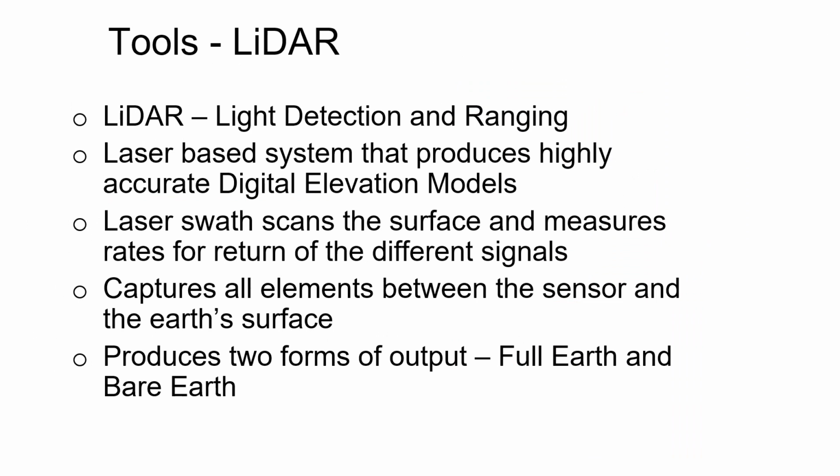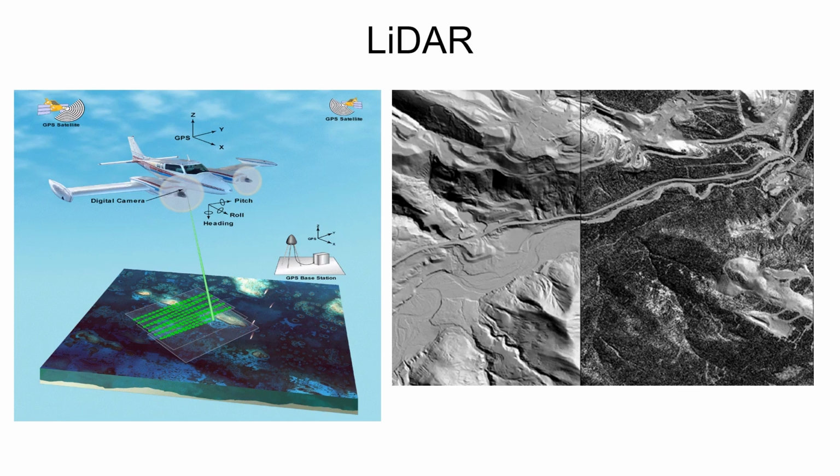Other tools for environmental surveying that can be used are LiDAR, which stands for light detection and ranging. It's a laser-based system that produces highly accurate digital elevation models, or DEMs for short. A laser swath scans the surface and measures the rate of return of the different signals. So it bounces off a certain wavelength and measures a change in the wavelength as it returns due to topographic features, captures all elements between the sensor and the Earth's surface, and can produce two forms of output, which are full Earth and bare Earth. And so these are examples over here.